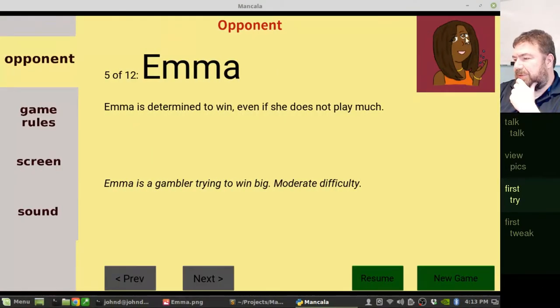Actually, let's go and take a look at the opponent here. That works. I might put a frame around it or move that around a little bit, but that'll be later tweaking. That's a great picture, though.